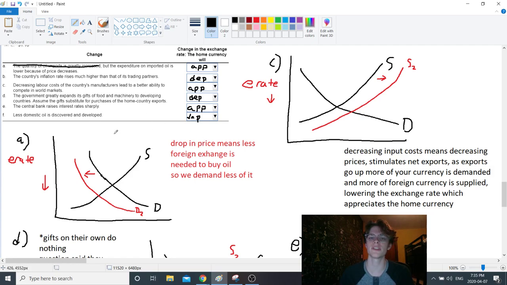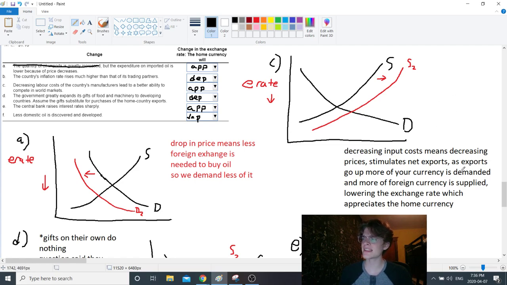C, decreasing labor costs in the country's manufacturers lead to a better ability to compete in world markets. First of all, that just sounds appealing, so you're like, it probably appreciated, as most of these you can kind of figure out just in how appealing they sound, but to actually graph it out, if we have decreasing input costs, then we're going to have decreasing prices, right? And when our prices go down, that makes people want to buy our stuff. So our net exports is going to go up.